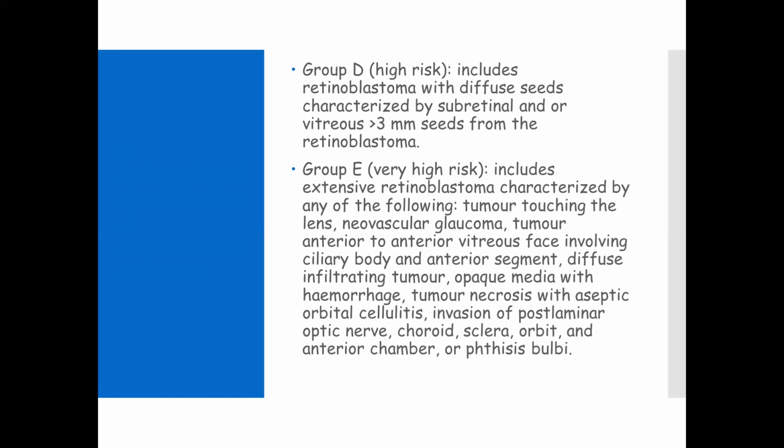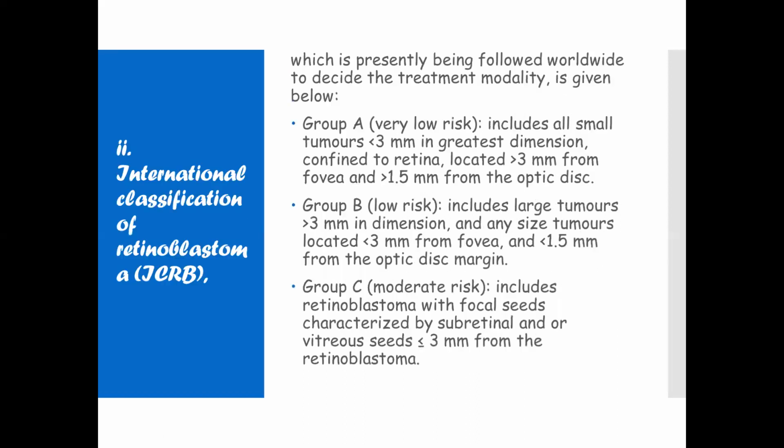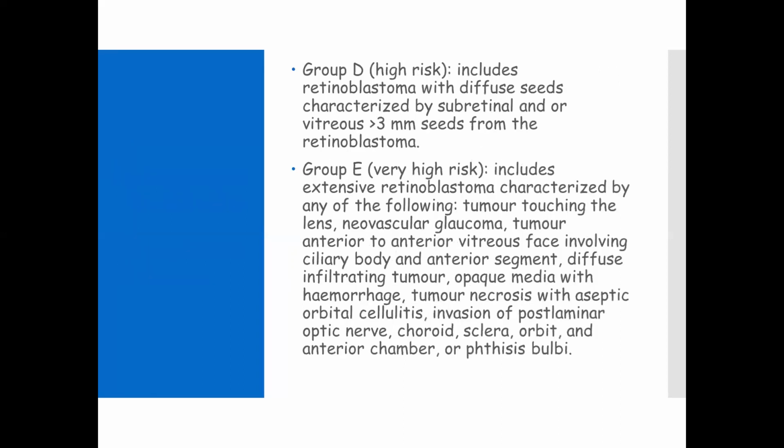So basically, if we talk about groups, group A is basically tumor less than 3 millimeters, confined to the retina. Group B, tumor is greater than 3 millimeters, confined to the retina. Then in group C, that's where we have focal seeds from our actual retinoblastoma, right? So this is whereby you get subretinal and vitreous seeds, but they're less than 3 millimeters from the retinoblastoma. Then group D has diffuse seeds characterized by subretinal and vitreous seeds which are greater than 3 millimeters from the retinoblastoma.